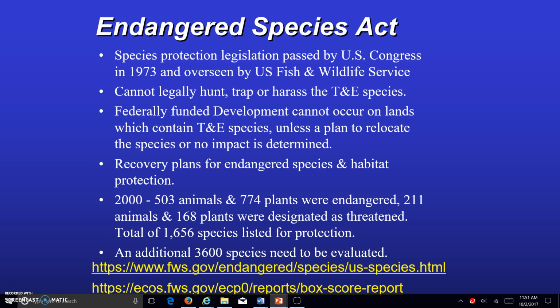As of the year 2000, there were over 503 animals and 774 plants listed as being endangered. There were 211 animals and 168 plants designated as threatened. A total of 1,656 species were listed for protection under the United States Endangered Species Act. There are still about 3,600 species that need to be evaluated, some of which are targeted as candidate species that may be added to the list in the near future.